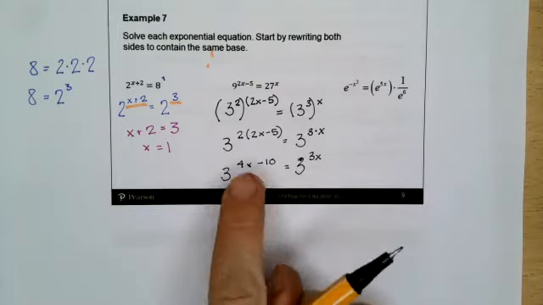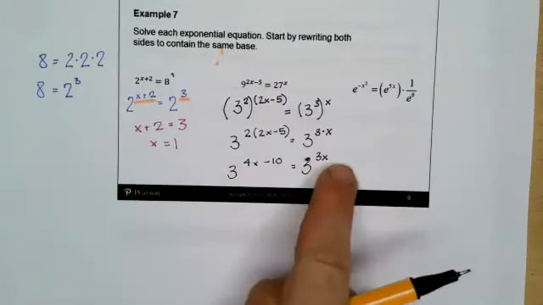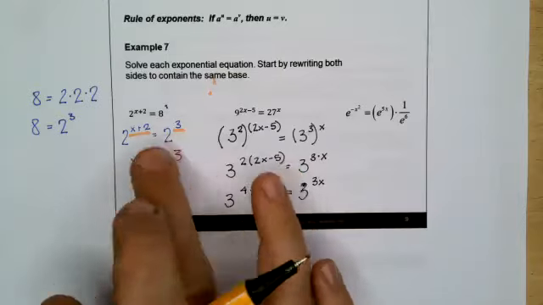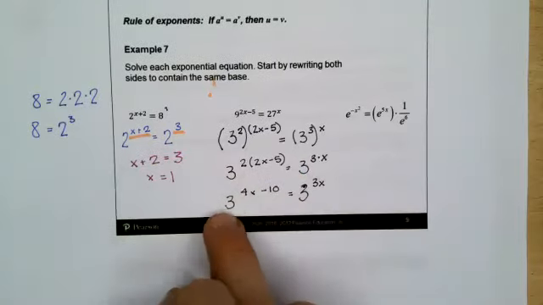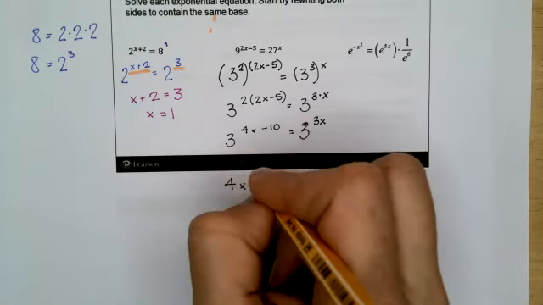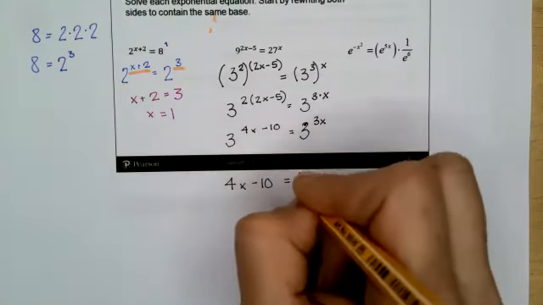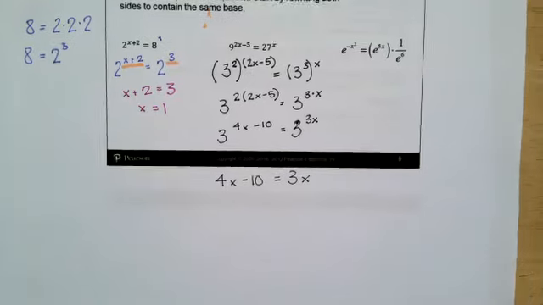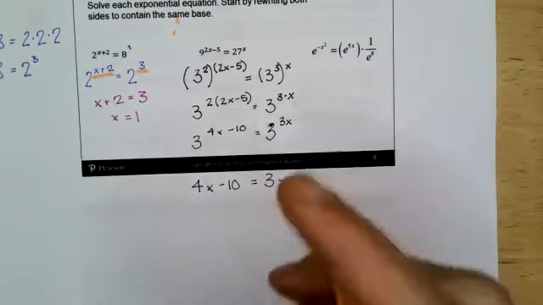Good. Now that our bases are the same and our exponents have been simplified as much as possible, we can say that because the 3 is equal to the 3, the 4x minus 10 is equal to the 3x, and we can solve for x. Good? All right. Go ahead.